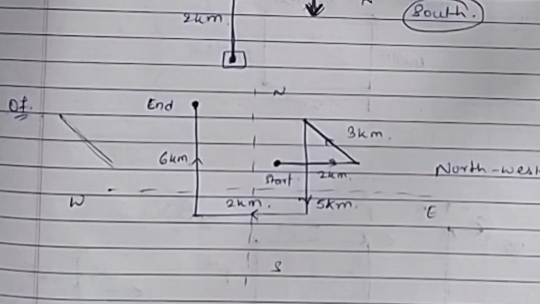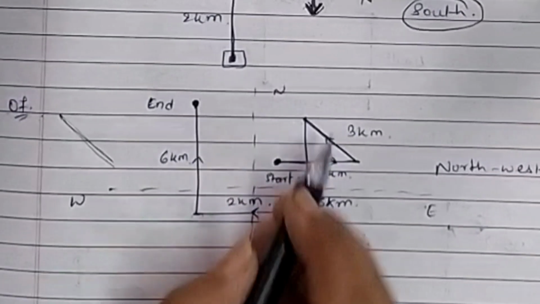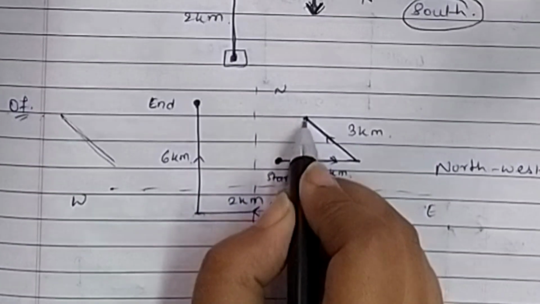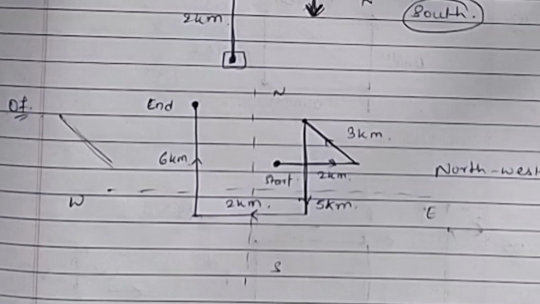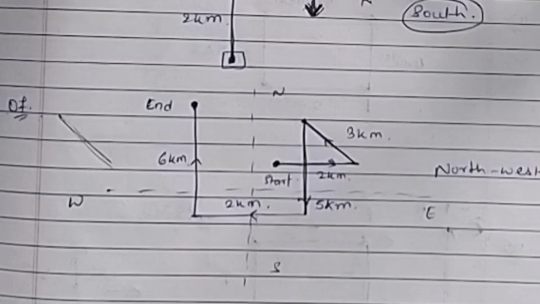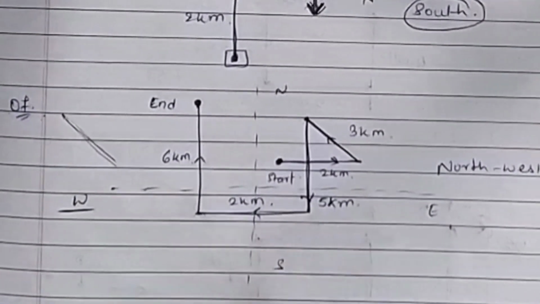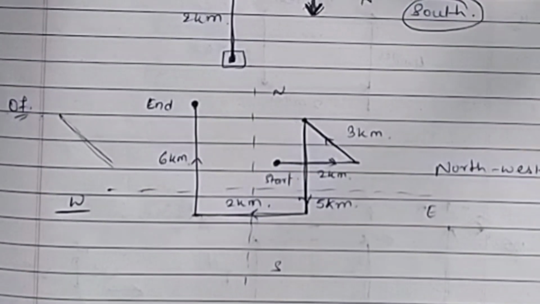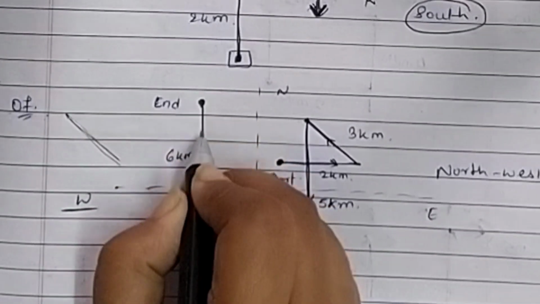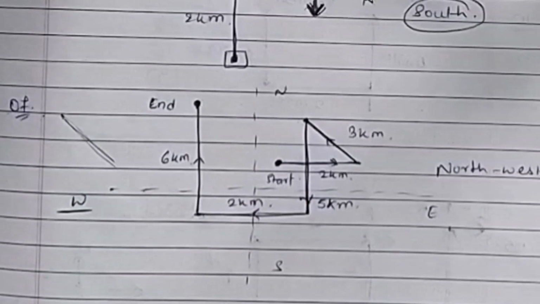Then turns to south and walks for 5 kilometers. So after completing the 3rd kilometer, here at this point he has taken the south direction and walks for 5 kilometers. Now then he again turns west and walks 2 kilometers. So west is clearly that way. So he walks for 2 kilometers here. Now finally he turns north and walks 6 kilometers. So here he has walked in the northward direction for 6 kilometers.